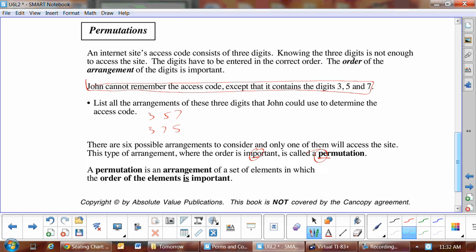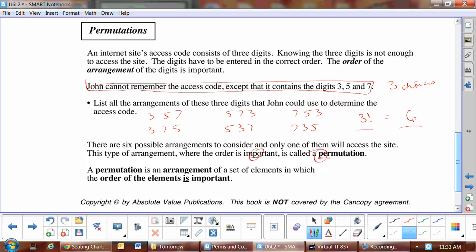Okay? Now, why don't I do the ones that start with 5? So I could have 5, 7, 3, or 5, 3, 7. Okay? I haven't done the 7s yet, so I could have 7, 5, 3, or 7, 3, 5. Okay. So there's 6. Now, there is 3 choices, correct? There's 3 things, 3 choices. That means that's 3 factorial, which is 3 times 2 times 1, which is 6.